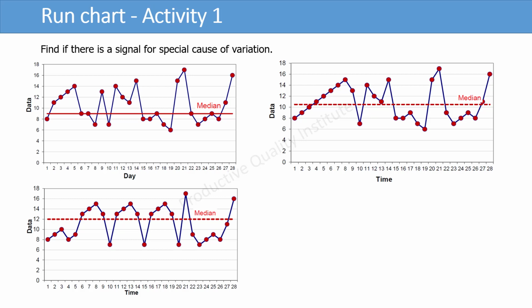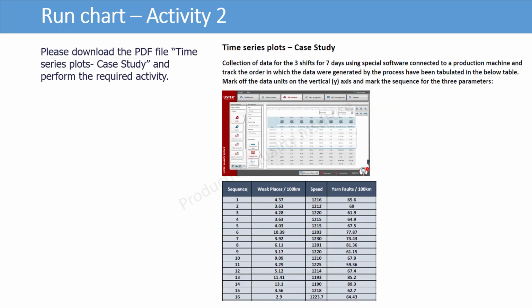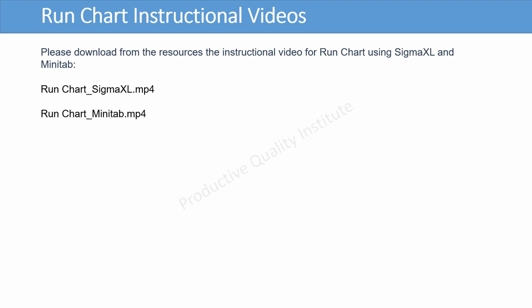Find if there is a signal for special cause of variation. Please perform the activity and send your output by email for assessment. Please download the PDF file, time series plots, case study, and perform the required activity. Then send your output by email for assessment. Please download from the resources the instructional videos for Run Chart using SigmaXL and Minitab: Run Chart SigmaXL.mp4 and Run Chart Minitab.mp4.